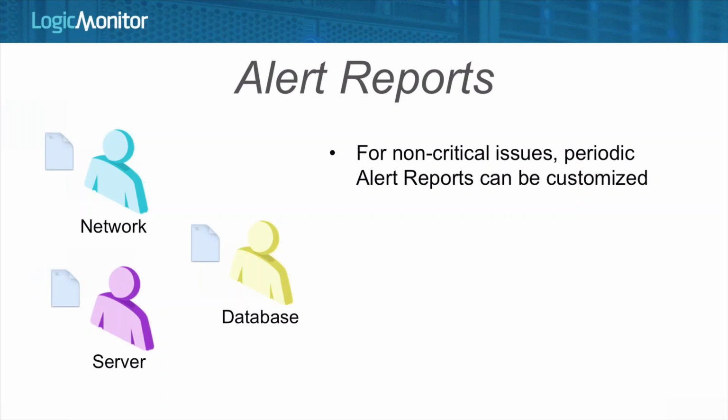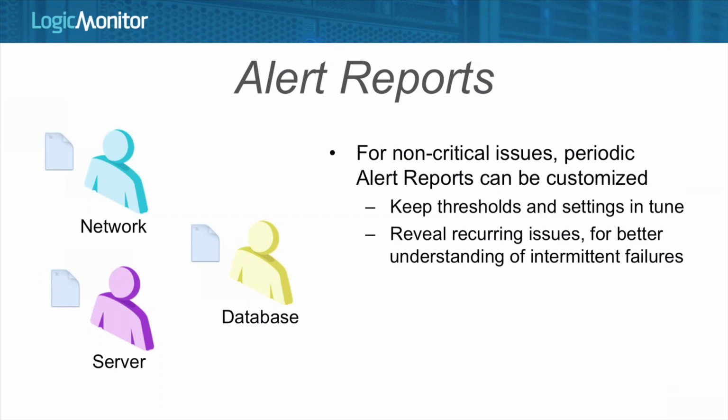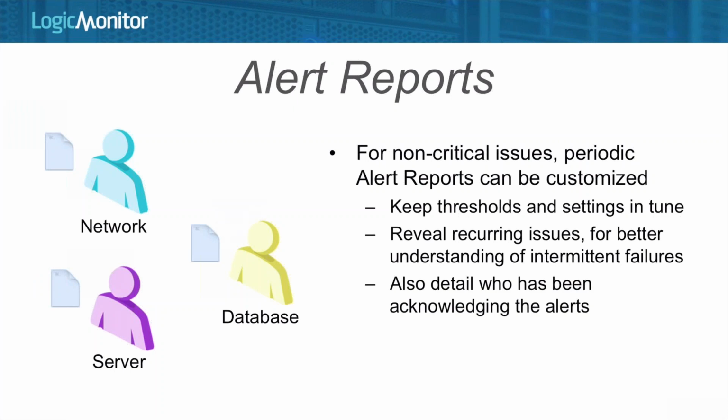Reports can help you keep an eye on thresholds and make sure that they are properly tuned. They can reveal issues that weren't revealed through alert routing for better understanding of intermittent failures, and then they also detail who has been acknowledging alerts, showing who has the expertise to address similar issues in the future. And viewing proactive alerts, such as warnings, in reports can greatly reduce the number of alerts you're being notified for. So we highly recommend that you use reports to your advantage and only route alerts that require immediate action.